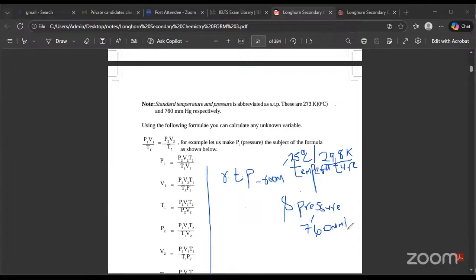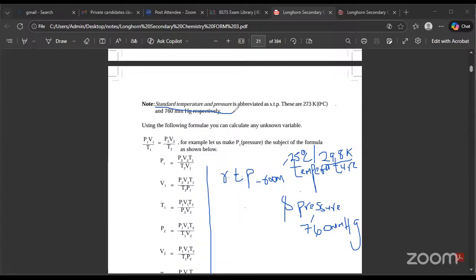I wanted to give you the standard conditions first, so that before we even solve, we will see. So standard condition number one is the standard temperature and pressure, which is normally abbreviated as STP, which is 273 Kelvin or 0 degrees Celsius. And this one has already been converted. So you're adding 273 to 0, it becomes 273. And 760 mm Hg, or millimeters of mercury.